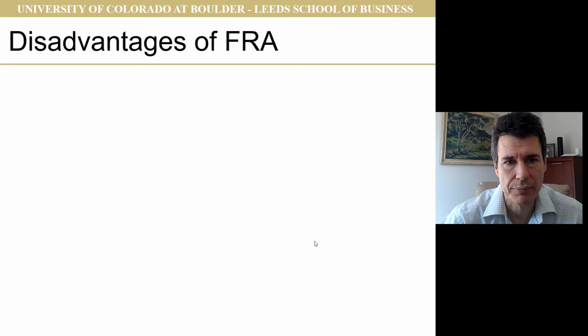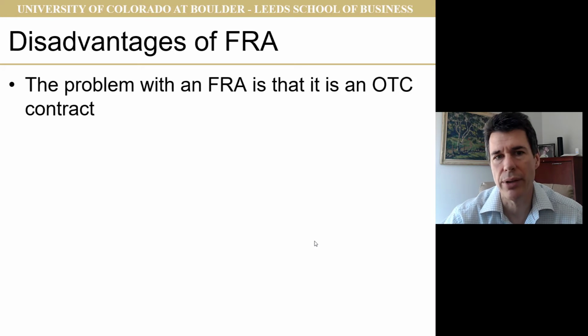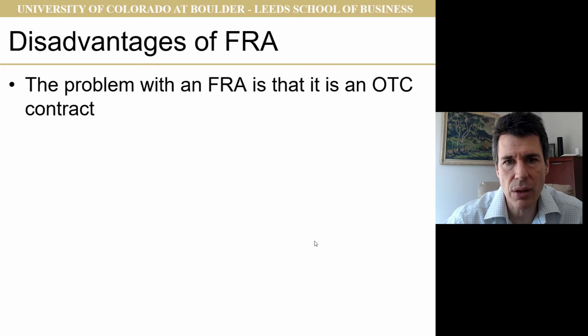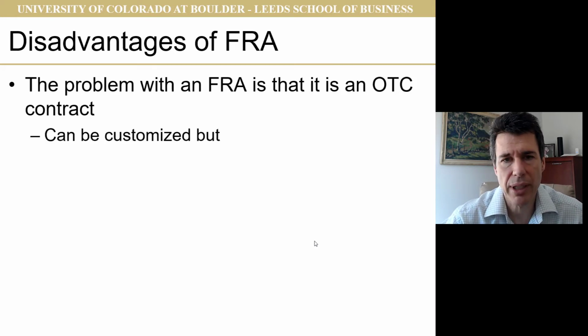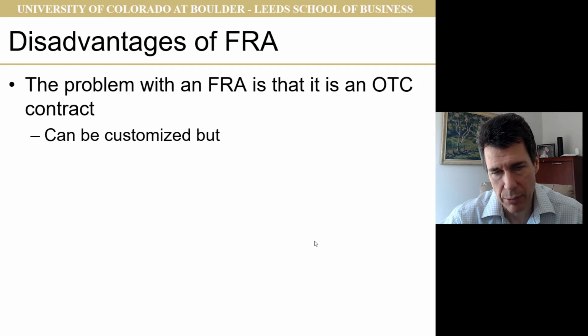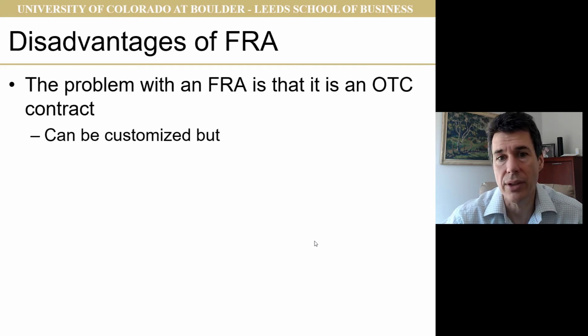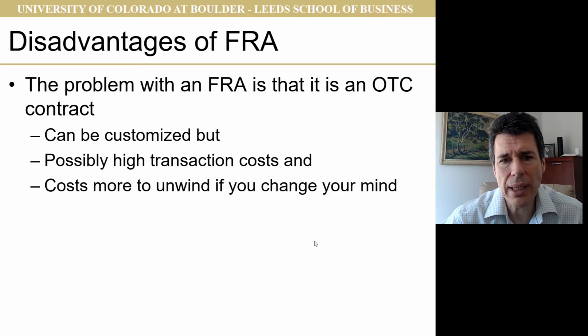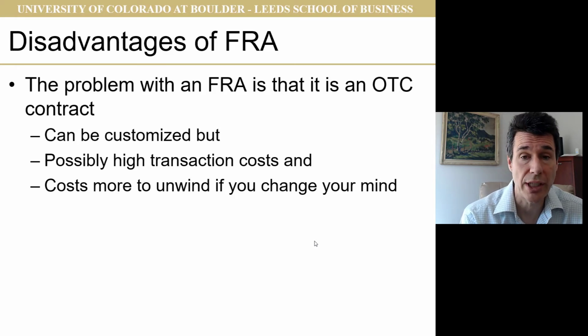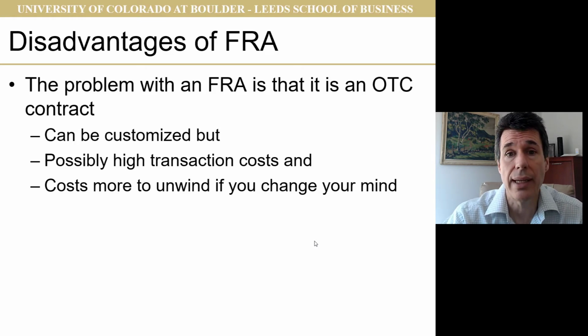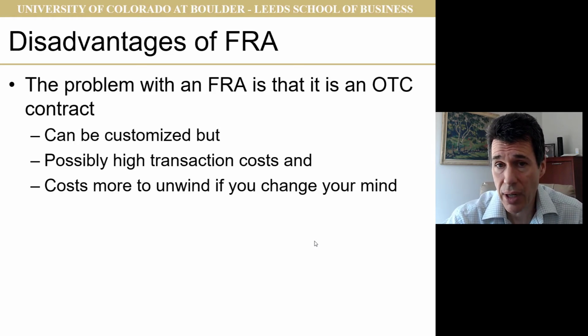Now the problem with an FRA, or the disadvantage of an FRA, is that it's an over-the-counter contract. It can be customized as much as one likes, how much money, over what days, and so on. But there might be high transaction costs when you enter, and certainly if you had high transaction costs when you enter, there's going to be a high transaction cost when you change your mind and decide to unwind it. Now, the FRA we've just described doesn't have any transaction costs. So the present value to both A and B is 0.